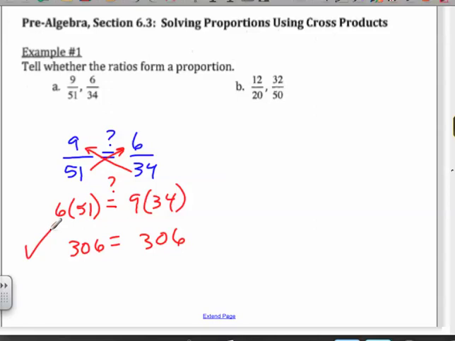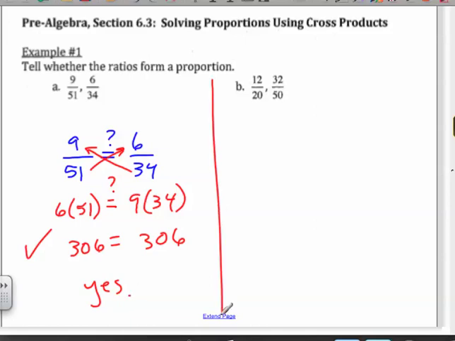And that shows that these two fractions are actually equal to each other. This does form a proportion. Okay? So good, I'm going to write yes down there. So when it says tell whether they form a proportion, set them equal to each other, cross multiply and see if you get the same number. If you do, then they're a proportion.